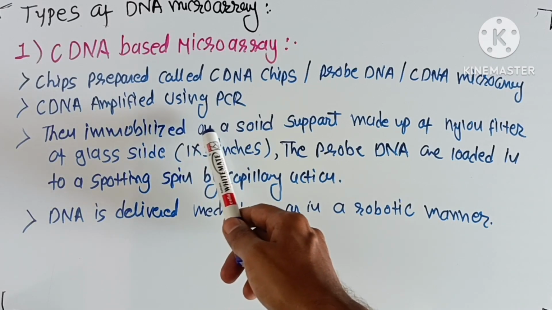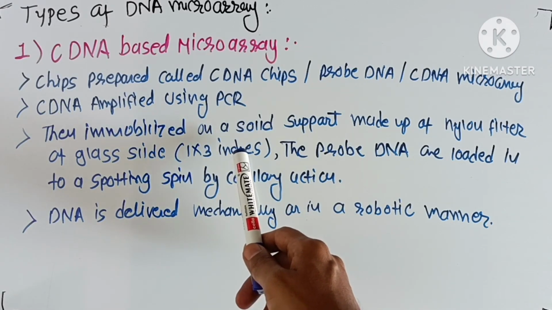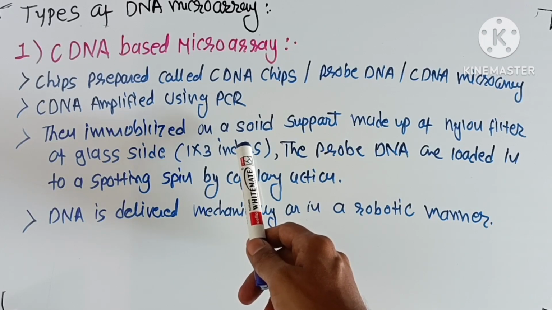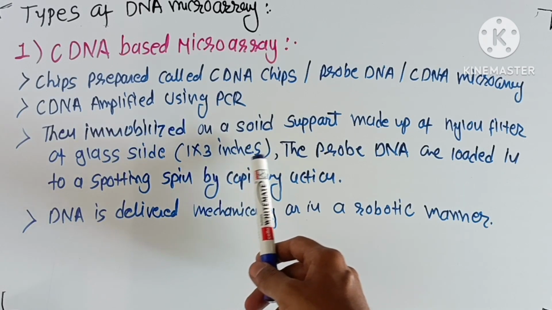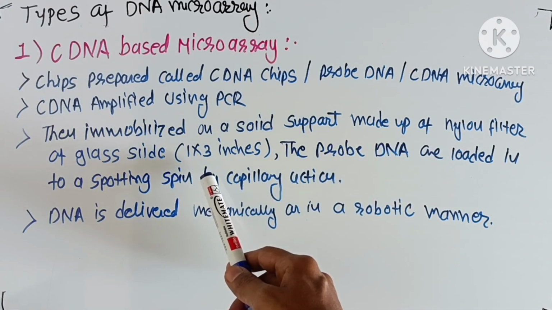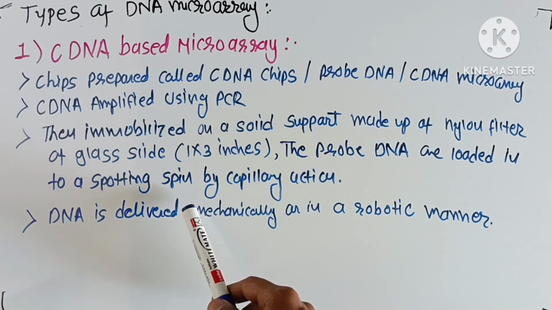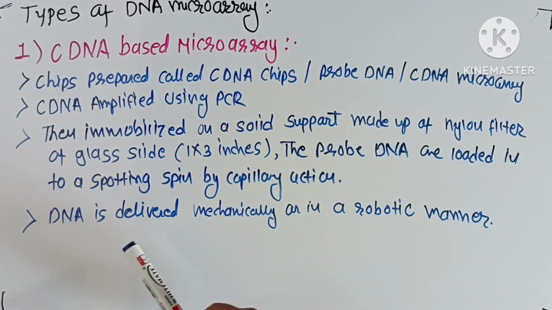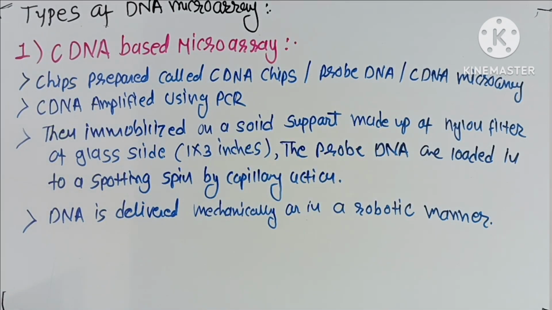Then cDNA is amplified using PCR. Here one application of PCR is also there, where the amount of cDNA is very low, it is increased by using PCR. Then it is immobilized on a solid support made up of a nylon filter or a glass slide, 1 by 3 inches, and the probe DNA is loaded to a spin by capillary action, and then the DNA is delivered mechanically or in a robotic manner. So this is the cDNA based microarray.